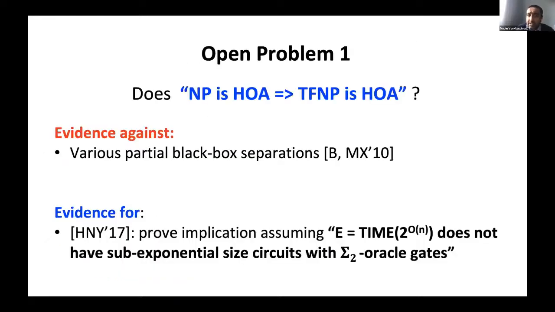I want to say a related open problem to our motivating question here is, does average case hardness of NP imply average case hardness of TFNP? Now, there is evidence for and against. We have black box separations, partial black box separations to rule out such an implication. And more recently, by Hubacek, Naor, and Yogev, such an implication can be established under some strong derandomization assumptions.